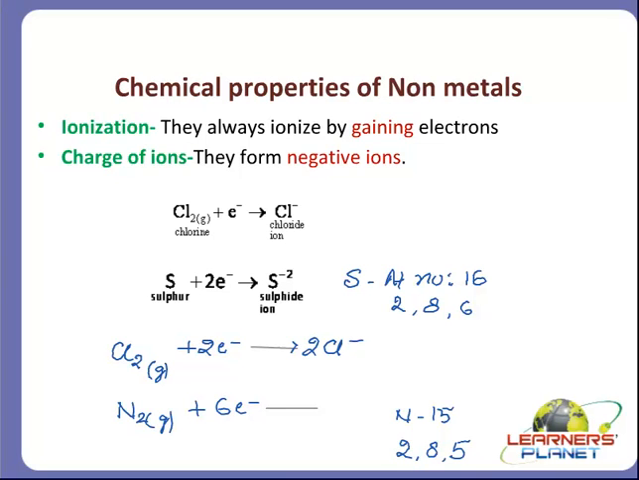Clear, children? So it would be 2 N3 minus. Now what is the name of this N3 minus ion? It is nitride ion. There are very few compounds in which nitrogen is present as nitride ion, like hydrazide N3H, where nitrogen has a valency of -3.